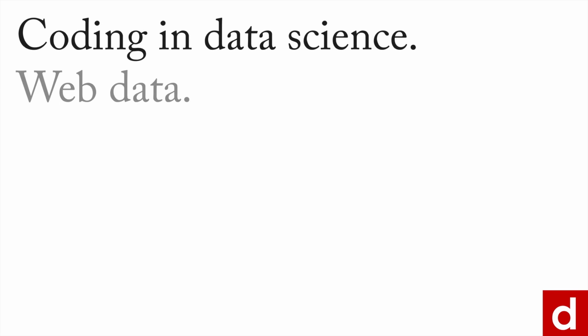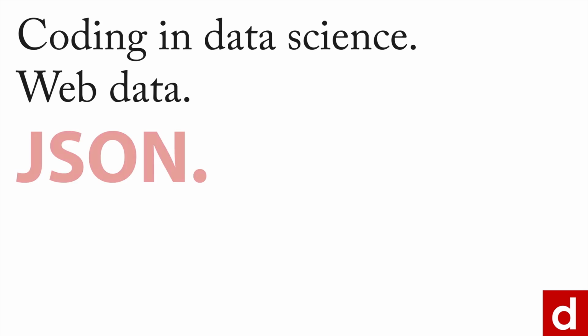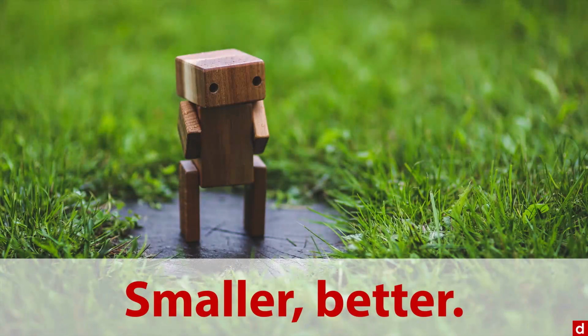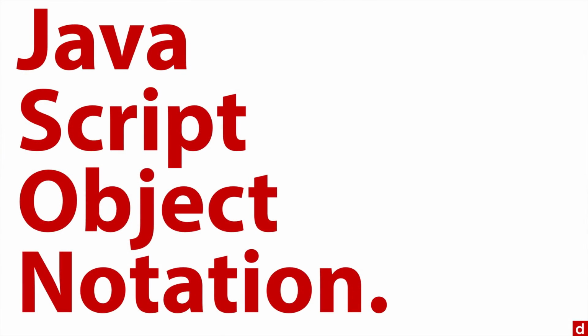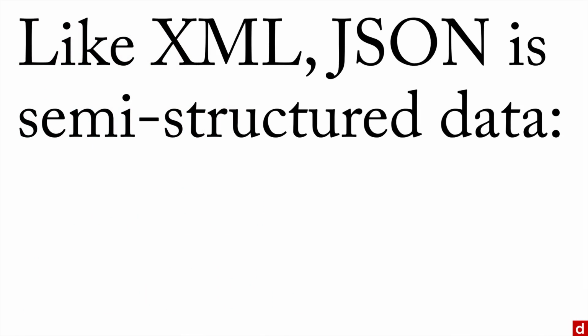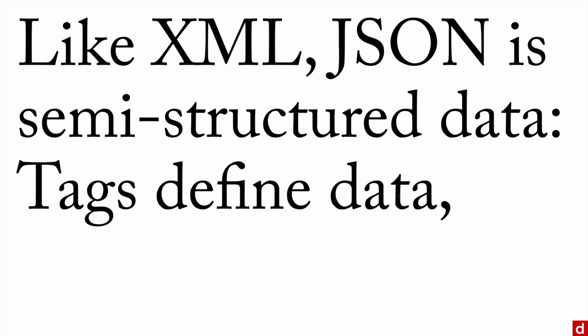The last thing I want to mention about coding and data science and web data is something called JSON. And I like to think of it as a version of smaller is better. Now, what JSON stands for is JavaScript Object Notation, although JavaScript is supposed to be one word. And what it is, like XML, JSON is semi-structured data. That is, you have tags that define the data so the computer knows what each piece of information is.